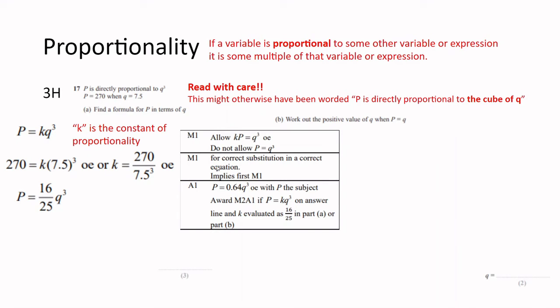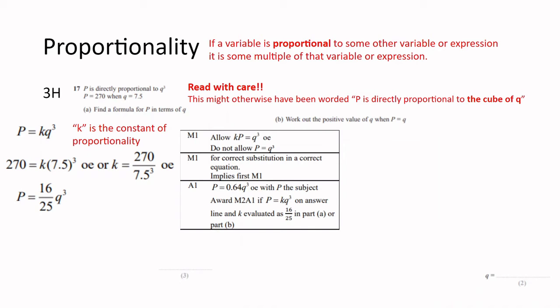You get a second mark for correct substitution into a correct equation. So when we wrote this equation here, we substituted correctly that P is 270 and Q is 7.5 and not the other way around. And we get our answer mark for working through that K was equal to 16 over 25 or 0.64 or equivalent.